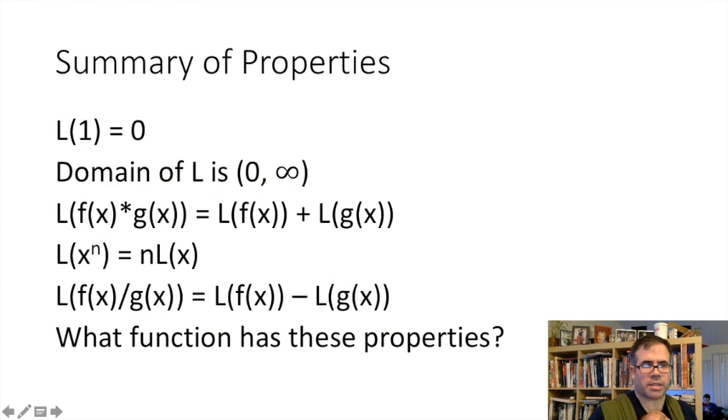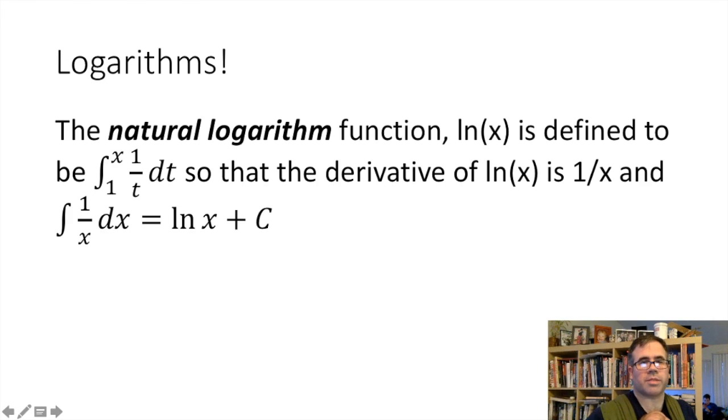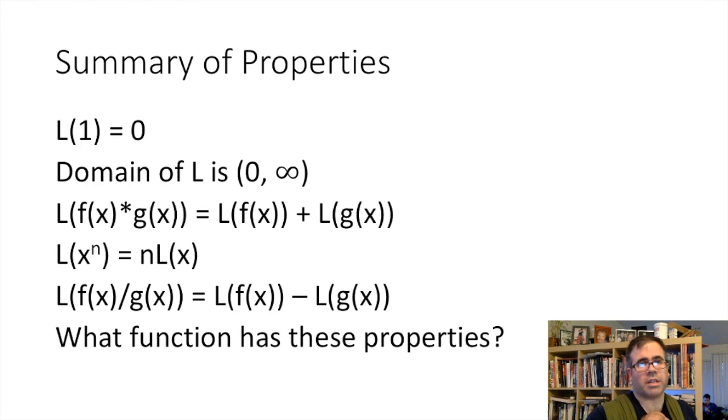So let's summarize again. We have all these from earlier. We know if we have L of f times g, that has to be equal to L of f plus L of g. If we have L of f divided by g, that equals L of f minus L of g. What function has these properties? I'm just going to remember from pre-calc, something has this collection of properties. And we call those logarithms. All logarithms have this set of properties.